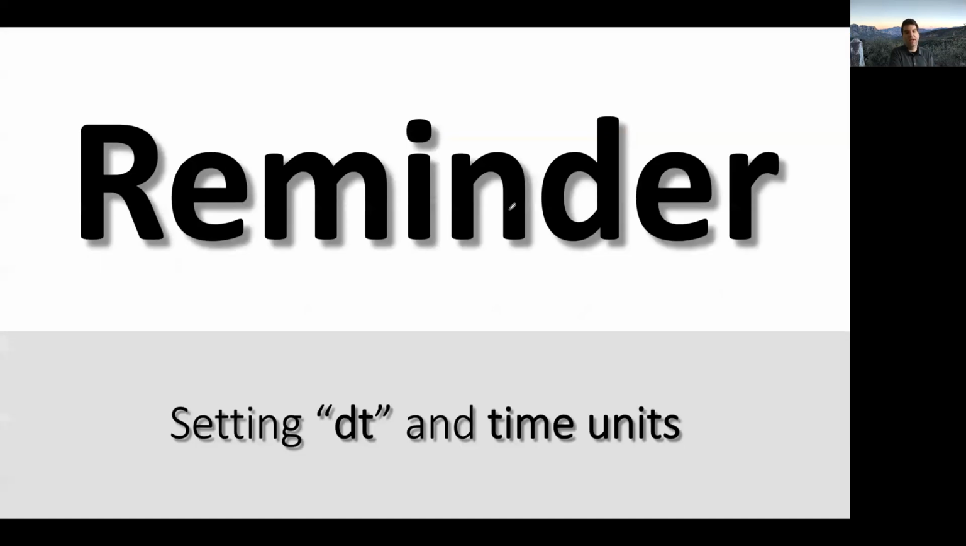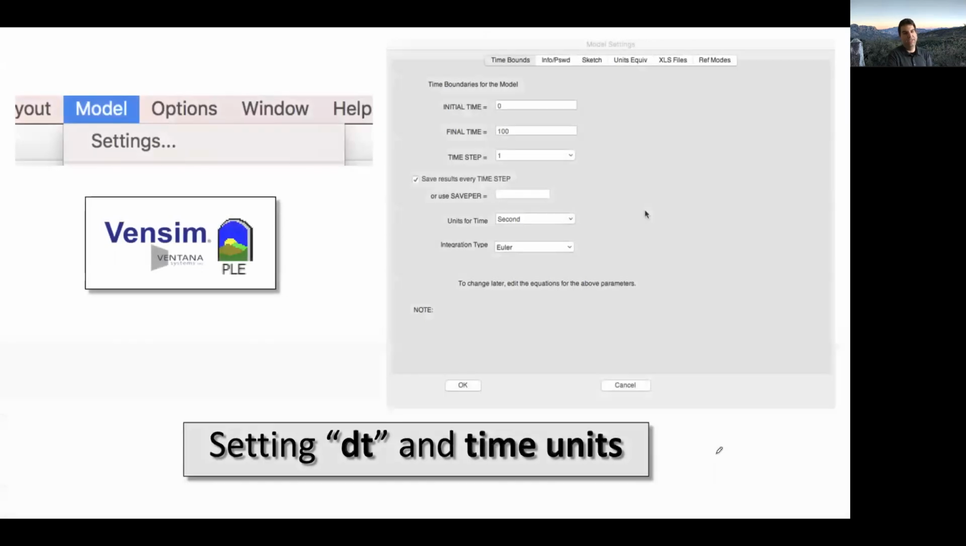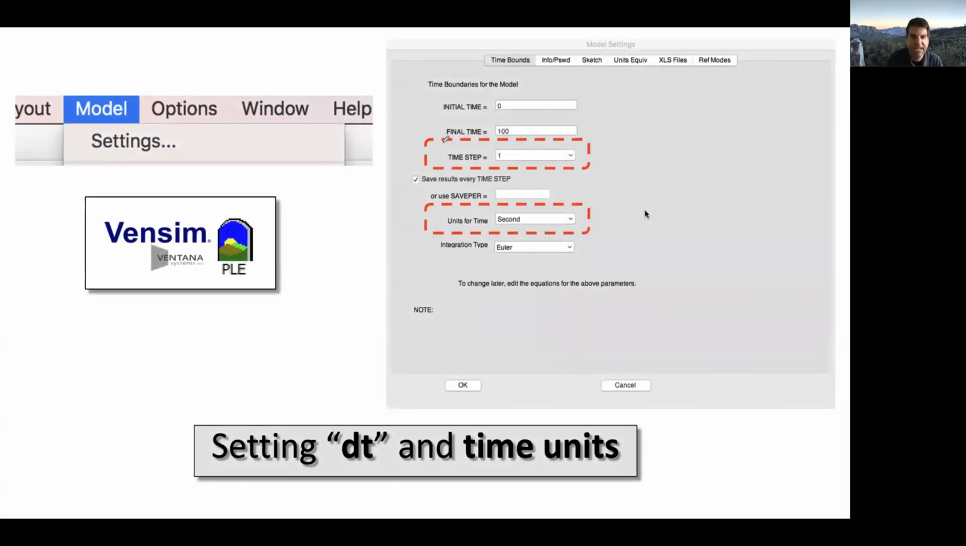Okay, so let's then look at a couple of old reminders. In this assignment, you'll have to properly set your DT and your time units. As a reminder about this time step stuff, in Vensim, you go under Model, which is a menu up here, and then Settings. Under Model Settings, you've got this time step, in the time bounds tab, and then your units down here.